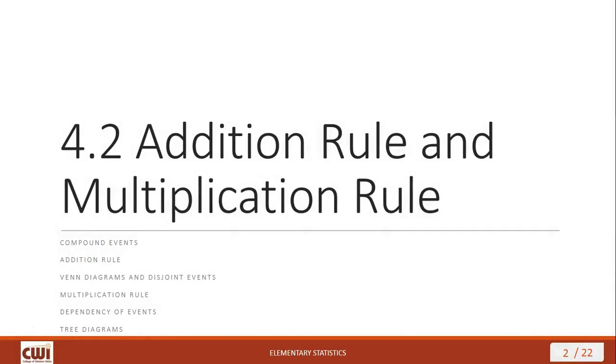Here in this lecture, we're going to look at two very important rules for helping us to calculate probabilities of events. We're going to start off by looking at compound events. That'll set the stage for the addition rule. And then we're going to look at Venn diagrams and disjoint events, which will set the stage for the multiplication rule. We'll then examine the dependency of events, which plays into the multiplication rule. And then we'll also wrap up the lecture by looking at tree diagrams.